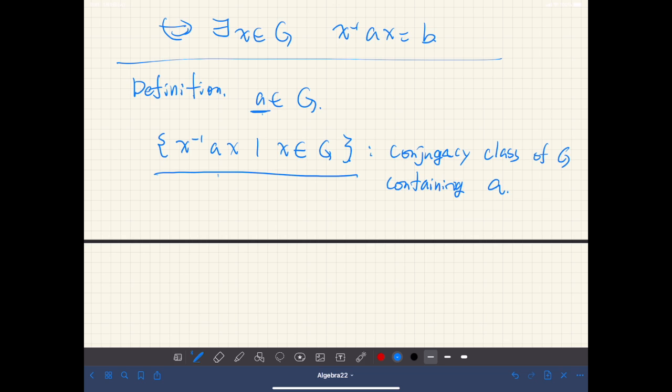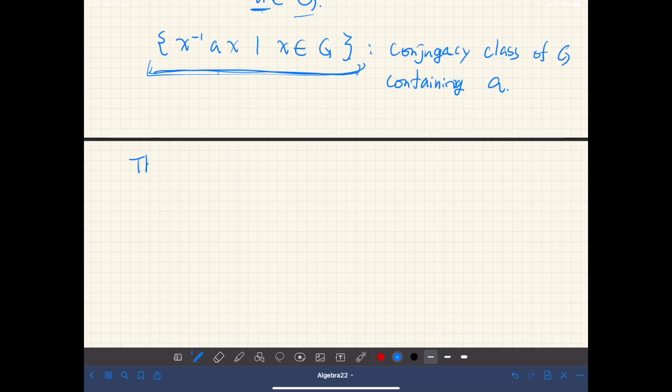Okay, and we know that the conjugacy relation is an equivalence relation. That means this conjugacy class is an equivalence class based on the conjugacy relation. As we know, any equivalence classes can partition a set. So these conjugacy classes can partition the group G.